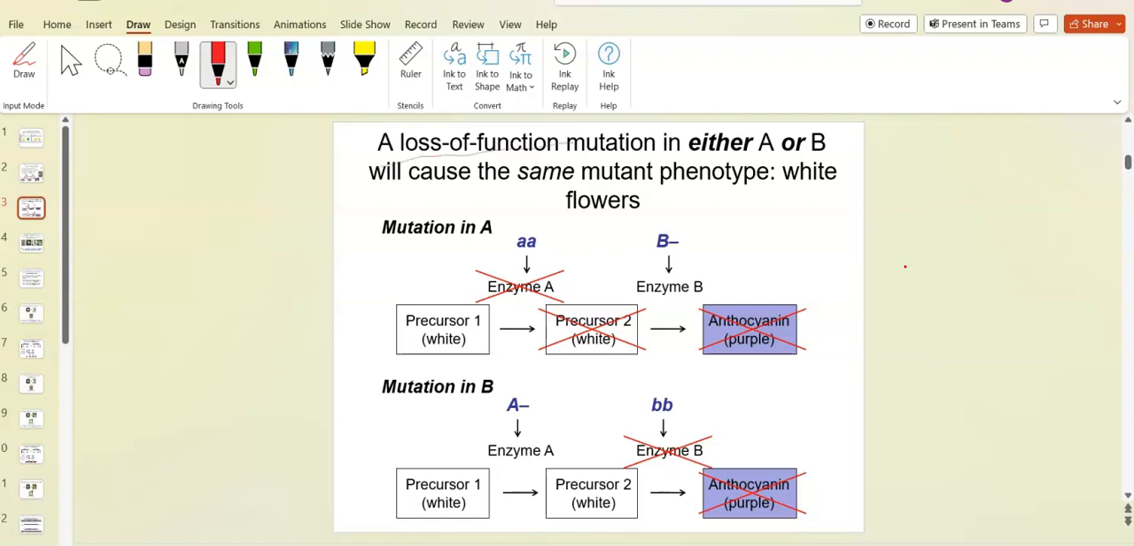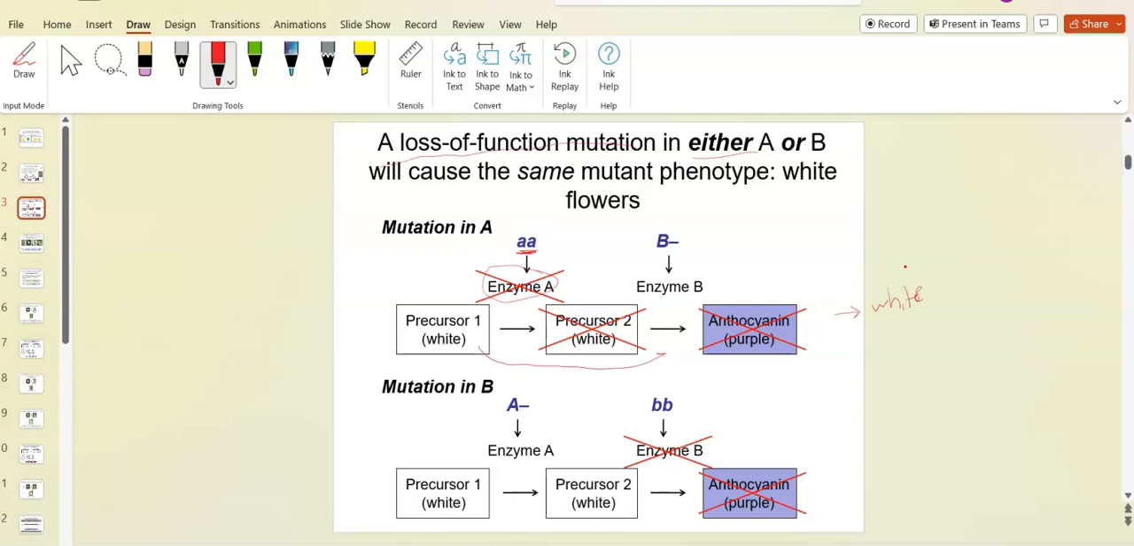So let's say we have a loss of function mutation, and let's say that it happens in enzyme A. We're just going to call this little a. That means that it's not going to make half the amount of this enzyme. It's going to make zero of enzyme A. Because there's no enzyme A, we're never going to get precursor 1 to be precursor 2. It's always going to be 1. And enzyme B cannot work on 1. So because of that, we're never going to get the purple color. So in the end, if enzyme A is broken, we get white flowers.